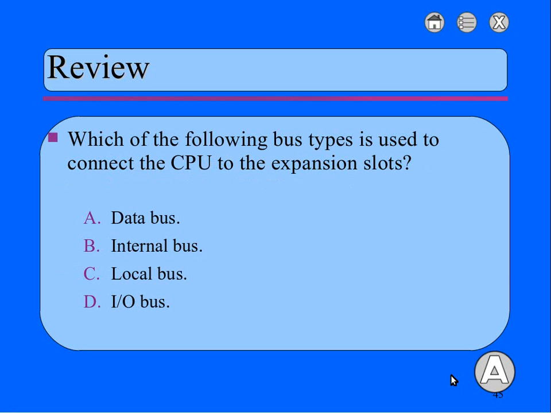Which of the following bus types is used to connect the CPU to the expansion slots? Would it be the data bus, the internal bus, the local bus, or the I/O bus? Well, the expansion slots contain I/O devices, right? Input-output connections to the outside, and that would be things like video and sound, and other devices would connect there. So that would be part of the I/O bus.